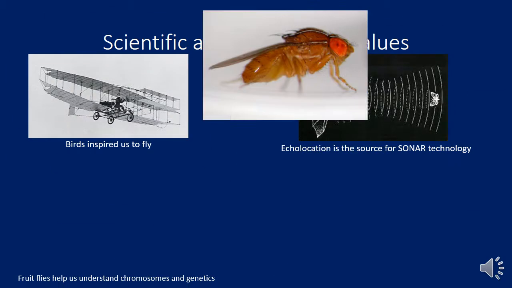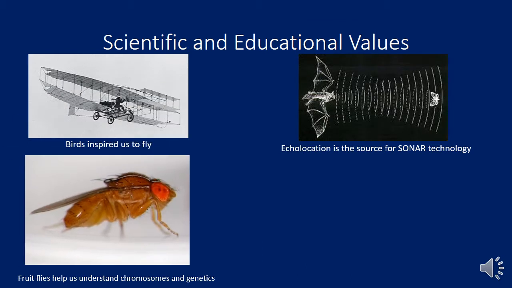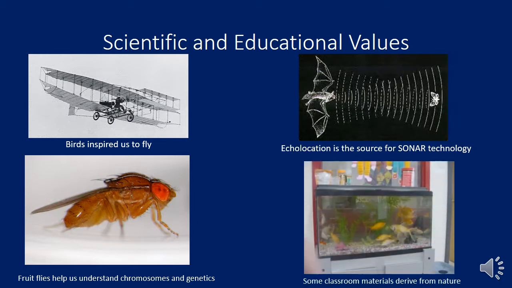Fruit flies, they kind of do that around my house when I got some ripe bananas. But fruit flies, they go all over the place, and they are kind of gross and kind of small, but they're amazingly important to us because they're the first animal that we fully sequenced the genome of. And so much of our understanding of how chromosomes work, how genetics work, is from studying fruit flies. And sometimes we can just have classroom materials that are derived from nature, like a goldfish tank, to talk about fish and to inspire people.